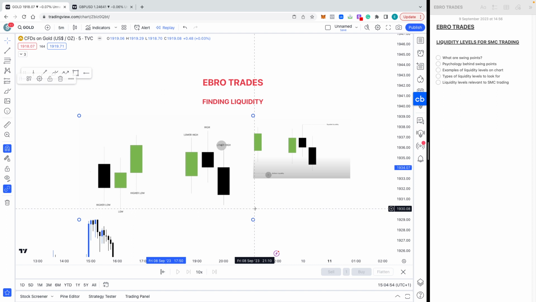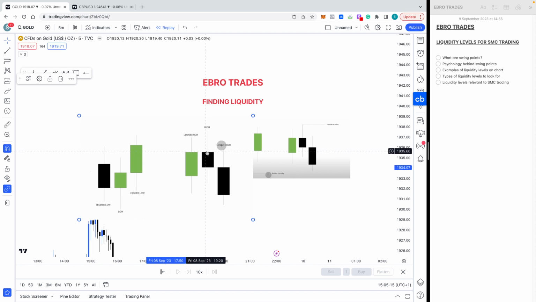Swing points are essentially a pattern of three candles. A swing low is this on the left here, and it's essentially a low with higher lows to the left and to the right. It's usually a wick. It could be a body, but usually a wick. So a low with higher lows to the left and the right. These three together are called a swing low.